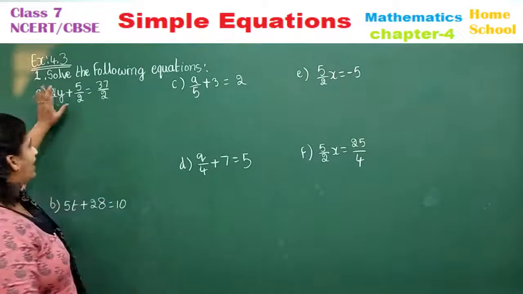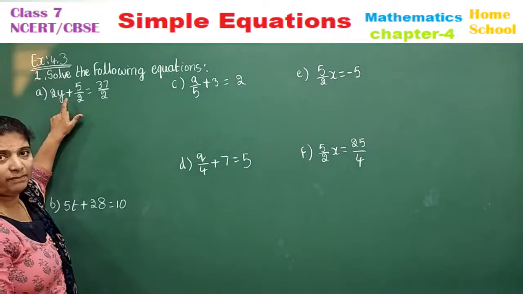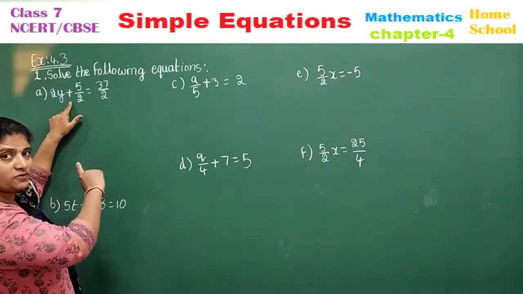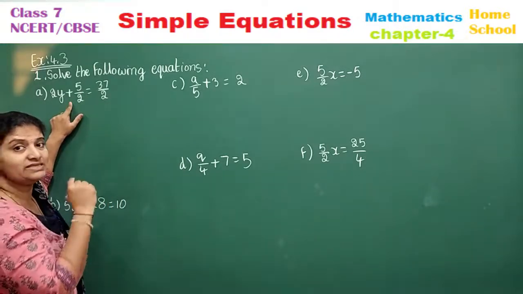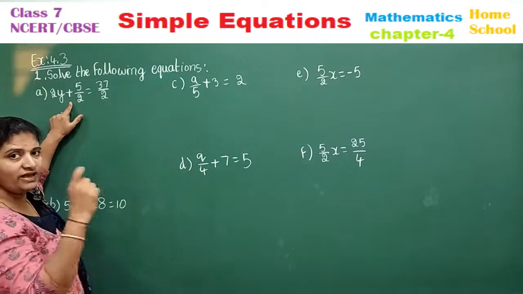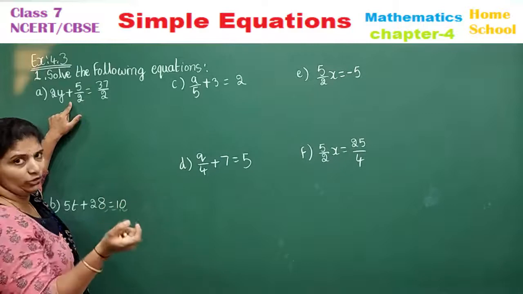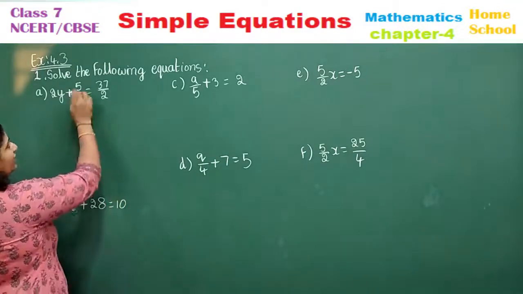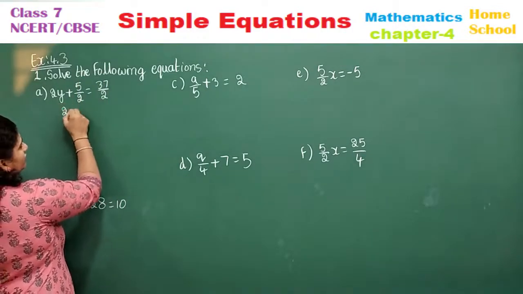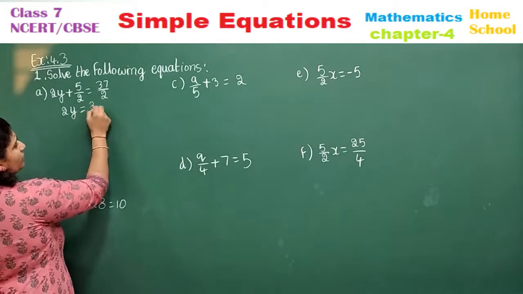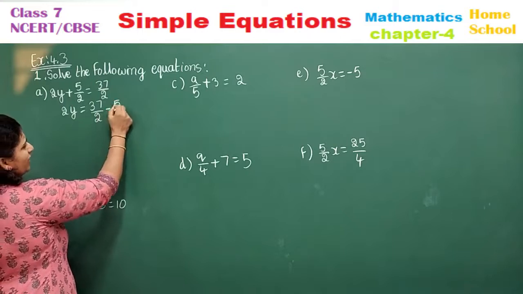How? Identify what you have other than the variable. 5 by 2. What is the sign you have? Plus. When you are transposing this plus 5 by 2 to the other side, then it is subtracted. Do you remember, if plus is transposed it becomes minus, minus becomes plus, multiply becomes divide, divide becomes multiply. Observe carefully, this 5 by 2 transposed to the other side becomes minus 5 by 2. 2y is equal to 37 by 2 minus 5 by 2.